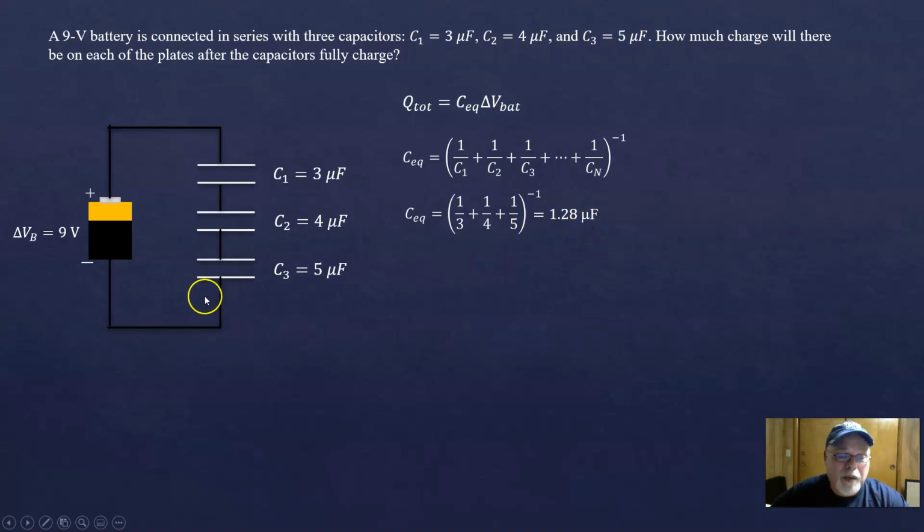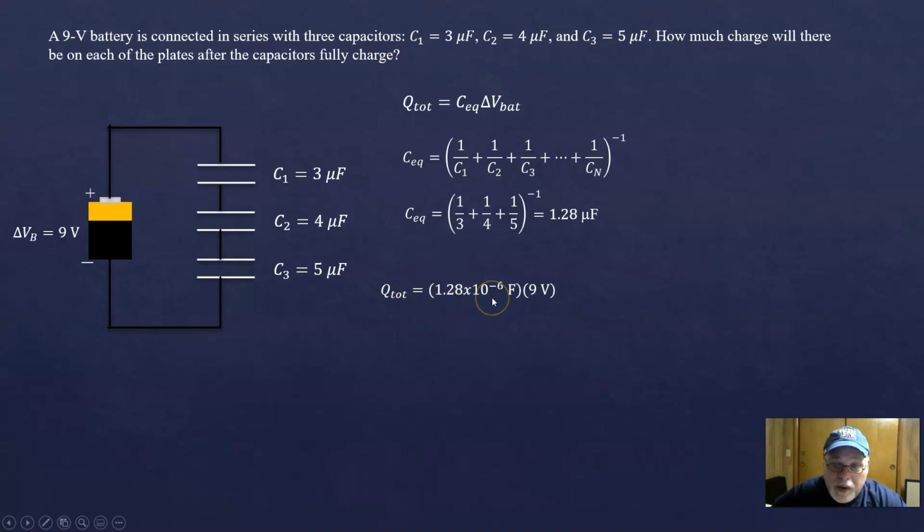In other words, I could get rid of all 3 of these capacitors and just put one capacitor in here that has a capacitance of 1.28 microfarads, and it's going to make this circuit behave exactly the same way. The same amount of charge is going to come out of the battery. Okay, well, now that we know the equivalent capacitance, we can find the total charge. Here's our equation for doing that. So the total charge is going to equal the capacitance.